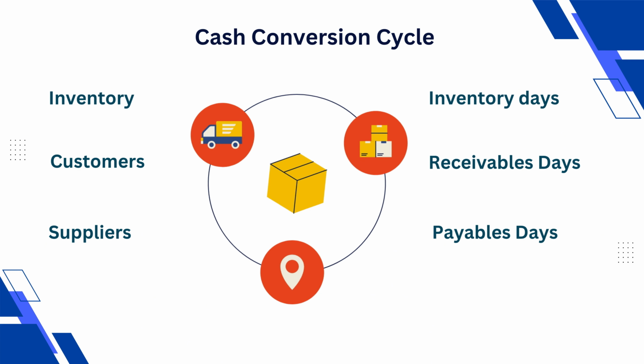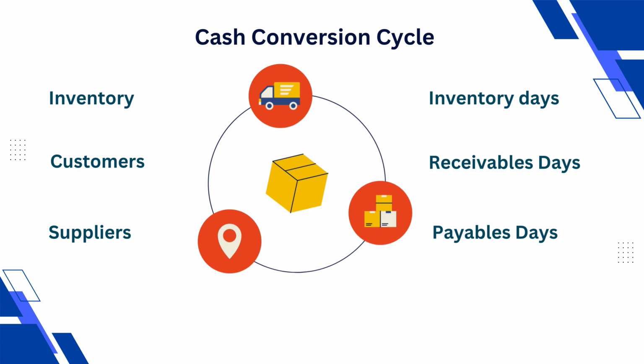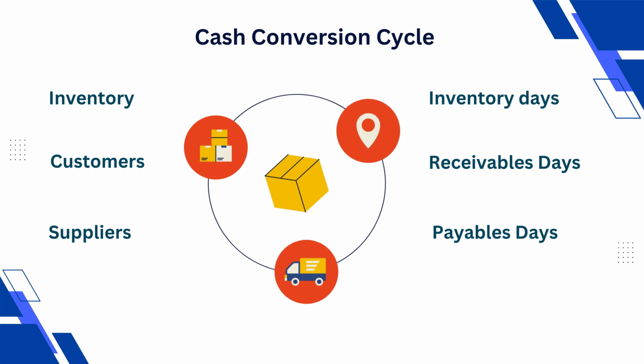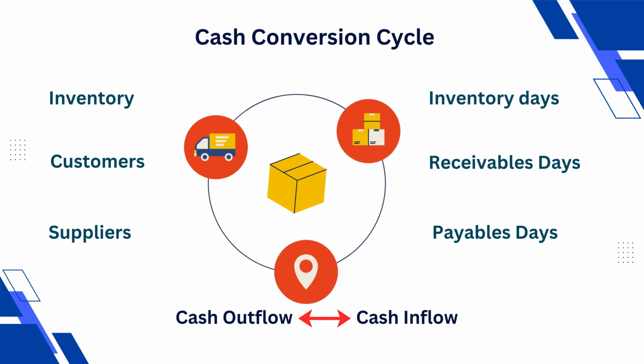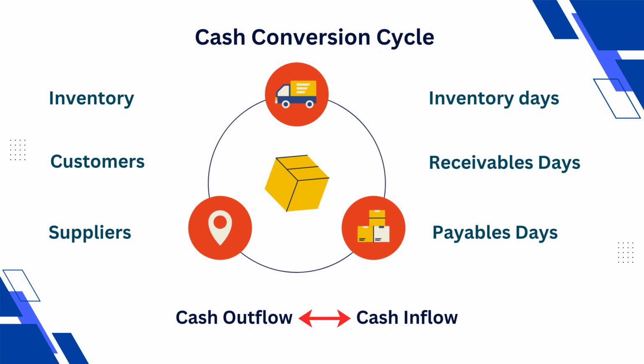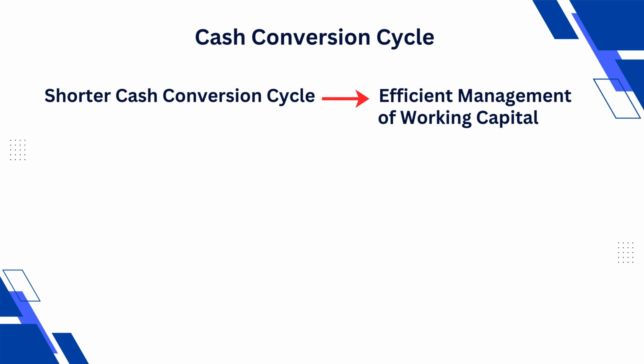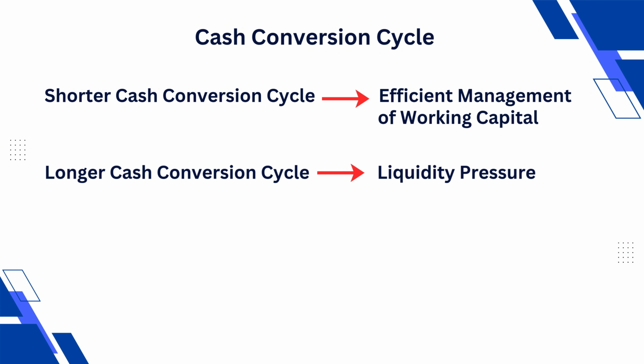Finally, the company delays payment to suppliers, which is measured by payables days. So overall, the cash conversion cycle represents the net time between cash outflow and cash inflow. A shorter cash conversion cycle indicates that a company is efficient in managing its working capital. It recovers cash quickly, which improves liquidity. A longer cash conversion cycle suggests that cash is tied up for a longer period, which may create liquidity pressure. In some industries, such as retail, companies may have a negative cash conversion cycle. This means they receive cash from customers before they pay suppliers, which is a strong liquidity position.